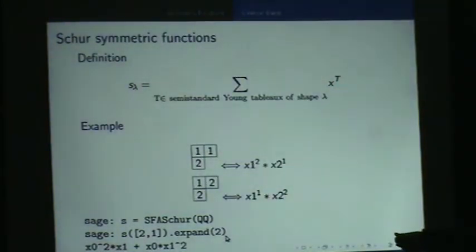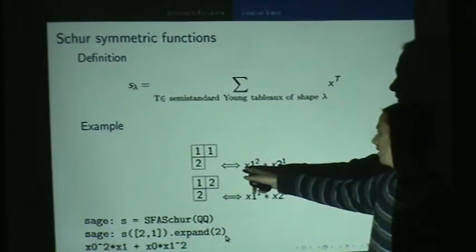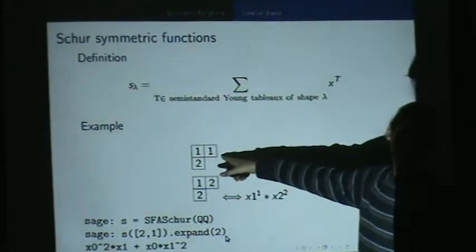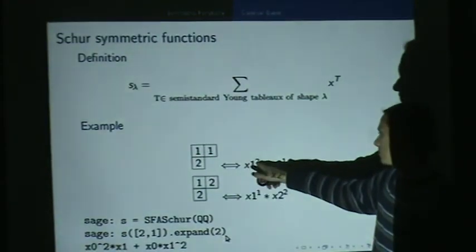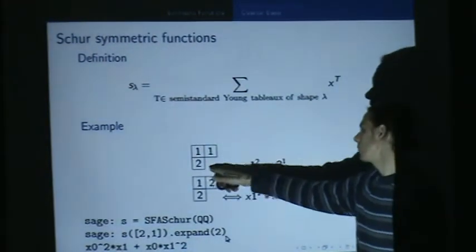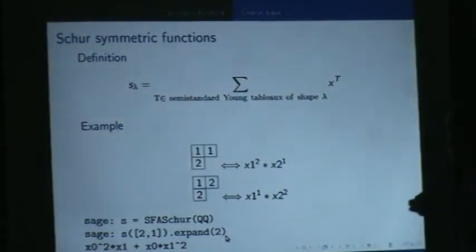Well, here we have a semi-standard tableau. It's a tableau that's weakly increasing along the rows and strictly increasing along the columns. If I want to find out the exponent of x1, I look at how many ones appear in that tableau. In this case, there are 2 ones that appear, and only 1 two. So we get x1 squared times x2 to the first. And then this is the only other semi-standard tableau of shape 2 1, and that corresponds to this monomial.